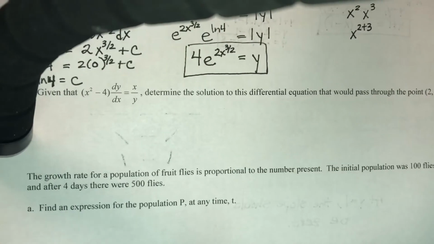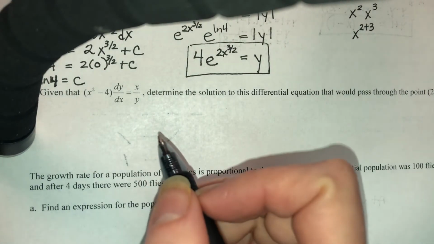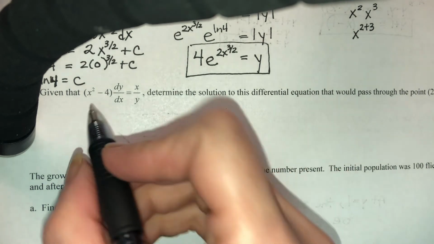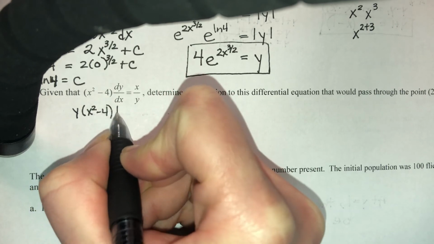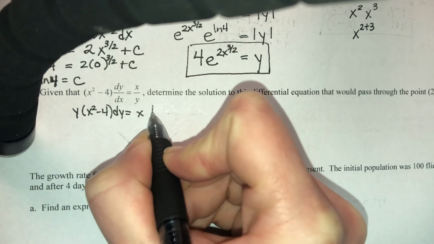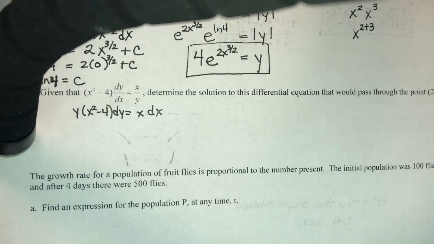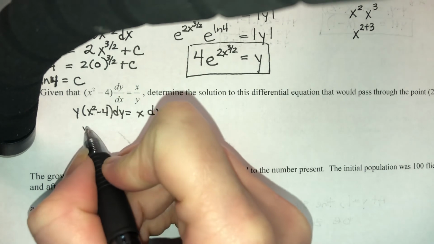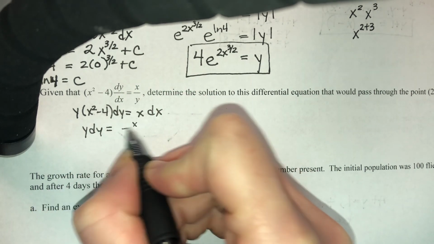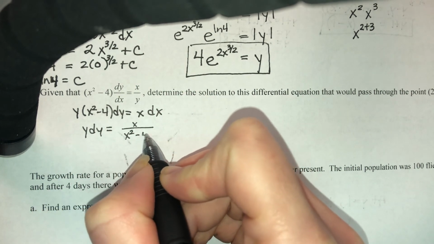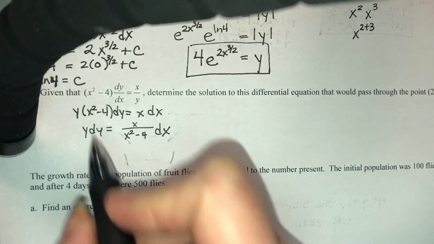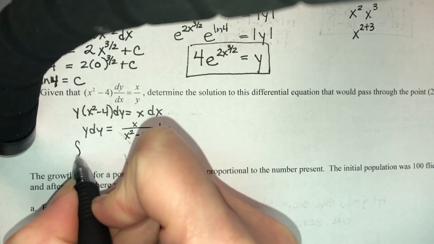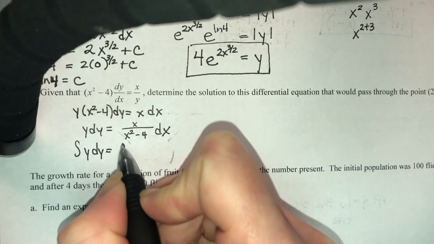So, the first step, separate the variables. I'm going to cross multiply on both sides. So I'm going to have y times x squared minus 4 dy equals x dx. And we've got a problem here because we got x's and y's on the same side. So I'm going to say y dy equals x over x squared minus 4 dx. And now I'm going to integrate both sides. I've separated the variables.